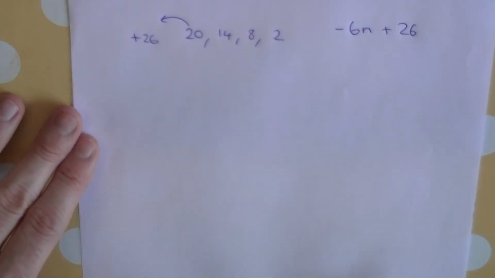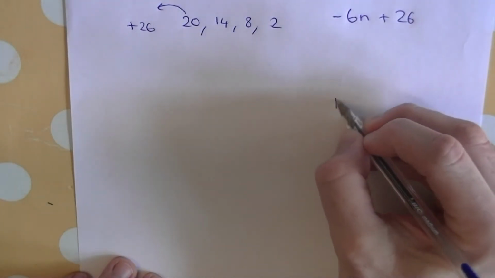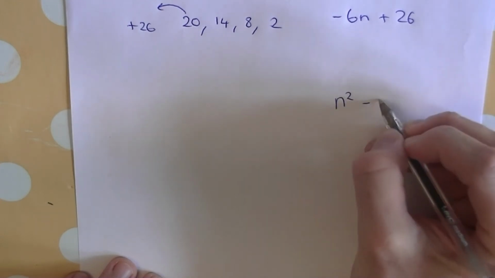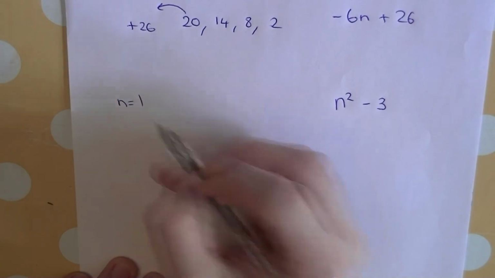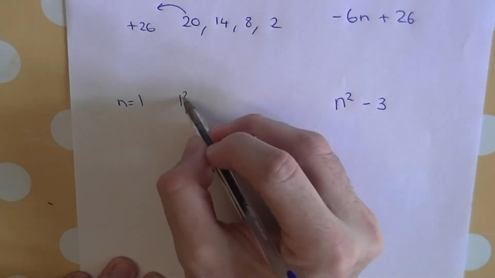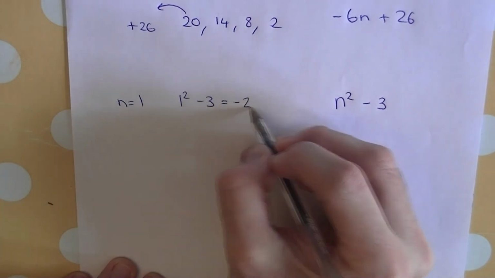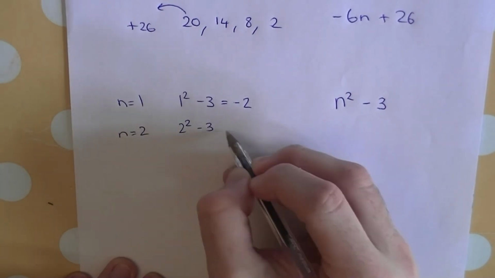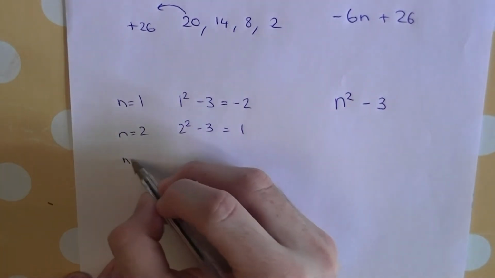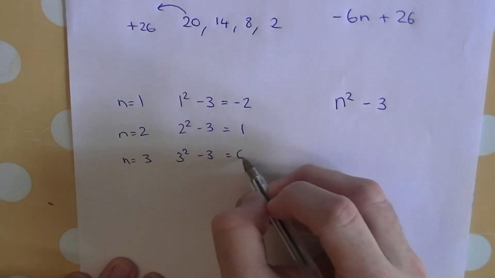Okay, another type of question is where they give you the nth term and they ask you to find the sequence. They tend to go with n squared ones on these, so something like n squared take away 3. The first term, when n equals 1, would be 1 squared take away 3. 1 times 1 is 1, take away 3 is minus 2. The second term in this sequence would be 2 squared take away 3, 4 take away 3, which is 1. The third term would be 3 squared take away 3, 9 take away 3, which is 6.